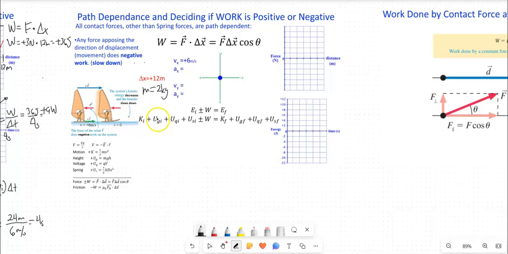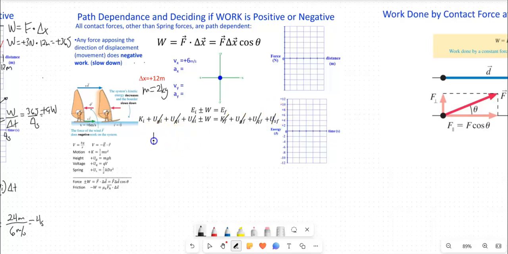So let's ask our questions here. Let's get started. So are they moving in the beginning? Yes, they're moving to the right at positive 6 meters per second. Their height is 0 off the water. There is no electric forces, no springs. In the end, they come to a stop. Their height is 0. There's no electric forces and there's no springs.